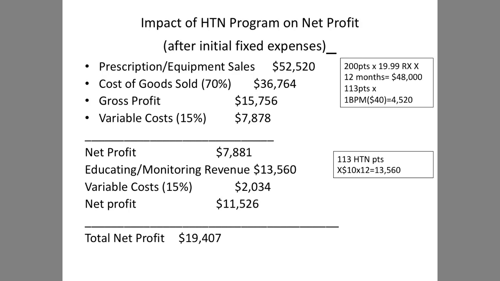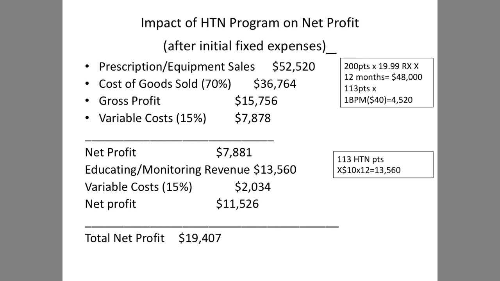Now say I added the education and monitoring revenue, where I talk to the patient once a month. Truly, to evaluate my cost, I would look at how much time the pharmacist and the technician spend and factor that into their salaries. But for a quick exercise, those costs determine the number of patients we're going to see, so they're variable costs. If I use a rough estimate of 15% for variable cost, I get at least a net profit in just the clinical service of around 11,000. So by just adding the service, I've got 19,407.